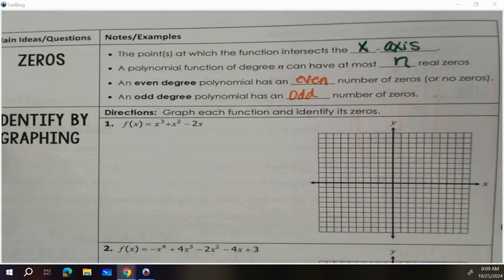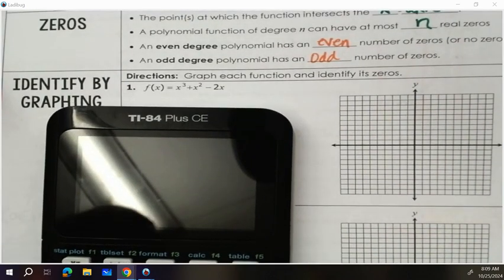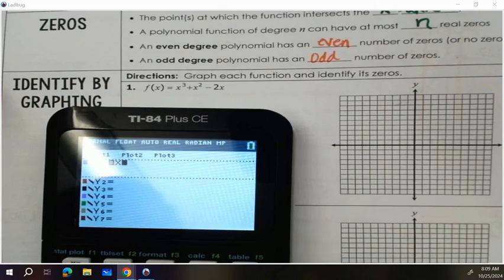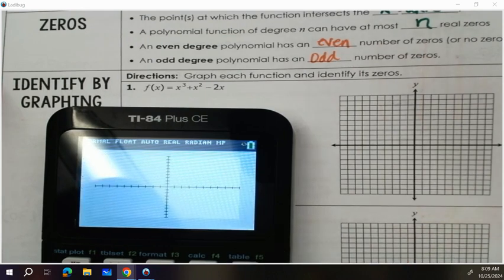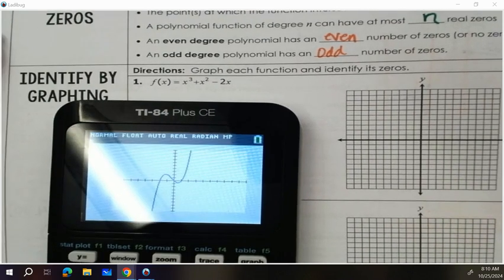So we're going to graph this first one in our calculators and see if we can identify the zeros. So go to y equals, type in x to the third plus x squared minus 2x. See if you can identify the zeros. You can see them on the graph. Let's look and see if we can see them in the table.